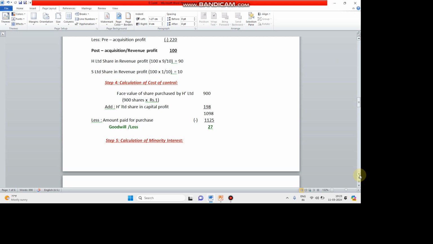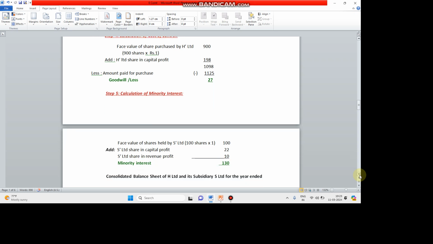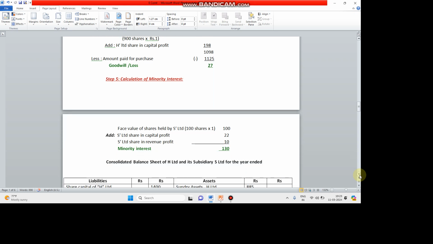We are moving to step number 5, calculation of minority interest. Here the majority shares are taken by the holding company. Only the minority shares are held by the subsidiary company. So the number of shares held by the subsidiary company is 100 shares, each share value 1 rupee, 100 rupees. In addition to that, S Limited's share in capital profit 22, S Limited's share in revenue profit 10. Altogether, the minority interest is 130.